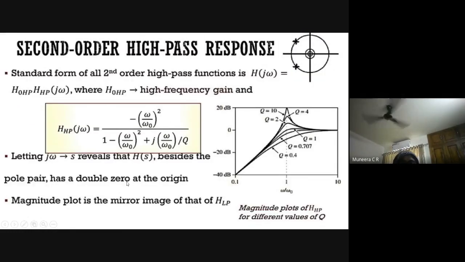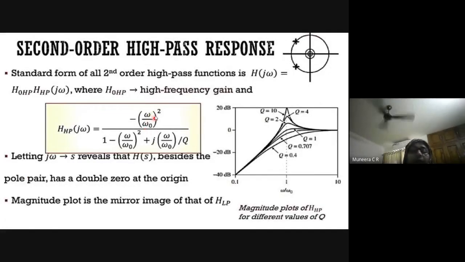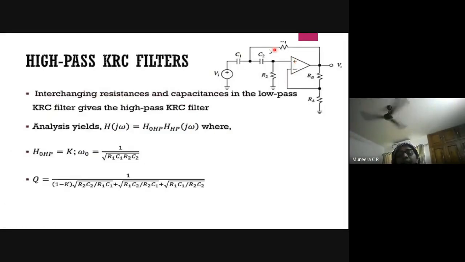Taking the high pass response, we have a numerator polynomial of order 2, minus omega by omega naught the whole square in the numerator, with 0s at the origin and 2 poles here. Again, the difference between the high pass and low pass filter is that we are swapping resistors and capacitors. Again, the cutoff frequency is 1 by root of R1 C1 R2 C2, which is 1 by RC if we take the same values of R and C.